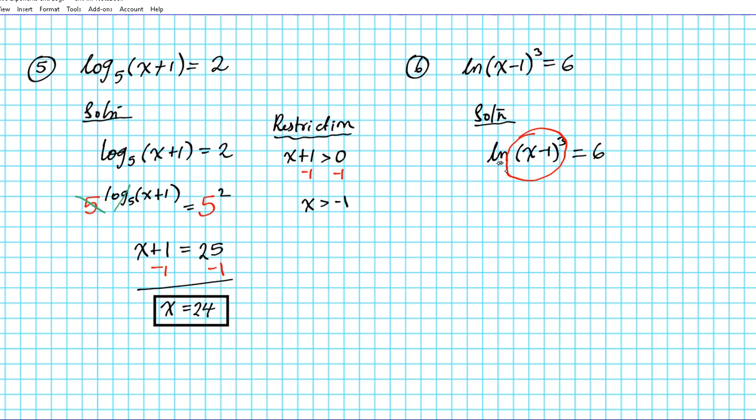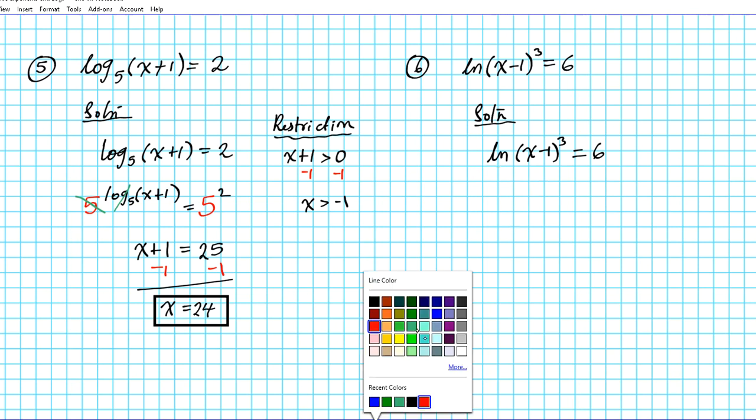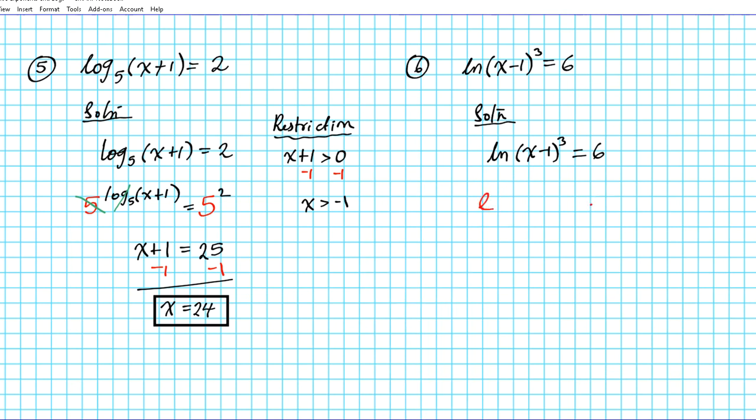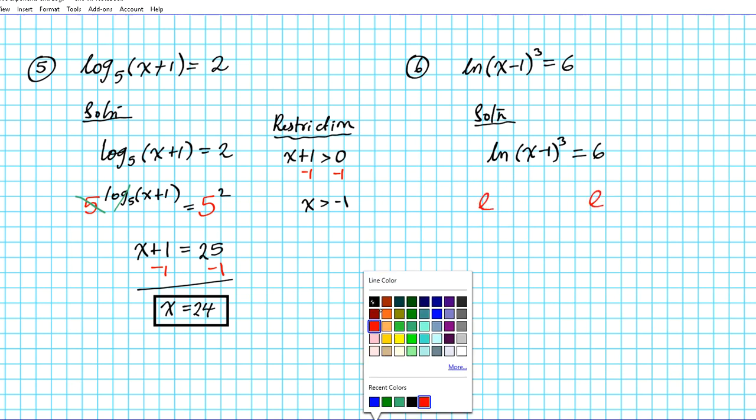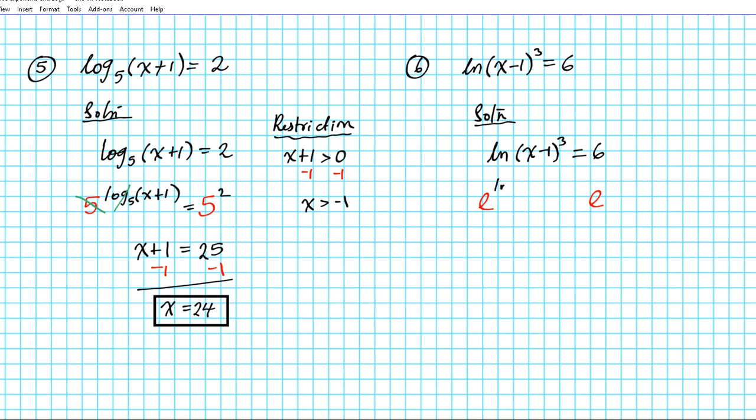Okay? So we want to get rid of this log so we can gain access to the argument. So what we're going to do is get rid of the log first. The base of the natural log, we've discussed this before, is e, so we're going to put a big e on both sides of the equation. And then we are going to exponentiate these two sides of the equation, okay? So we have e to the ln of (x minus 1) to the third equals e to the 6.